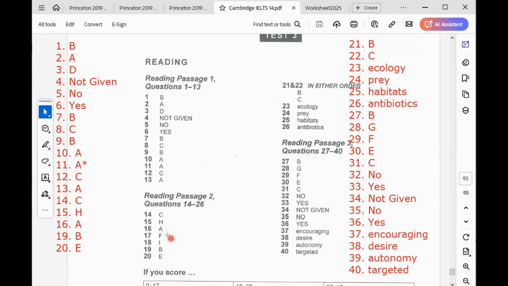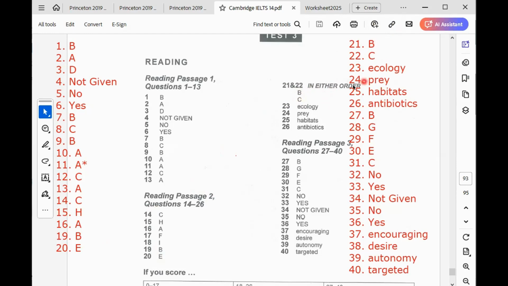What happened to my number 17? Wow, I did not do number 17. I didn't write number 17 and 18 down. Wow, that's a mistake. 17 and 18 is missing. 19, 20, BE. 21, 22, BC. See, that multiple choice questions were giving us issues.